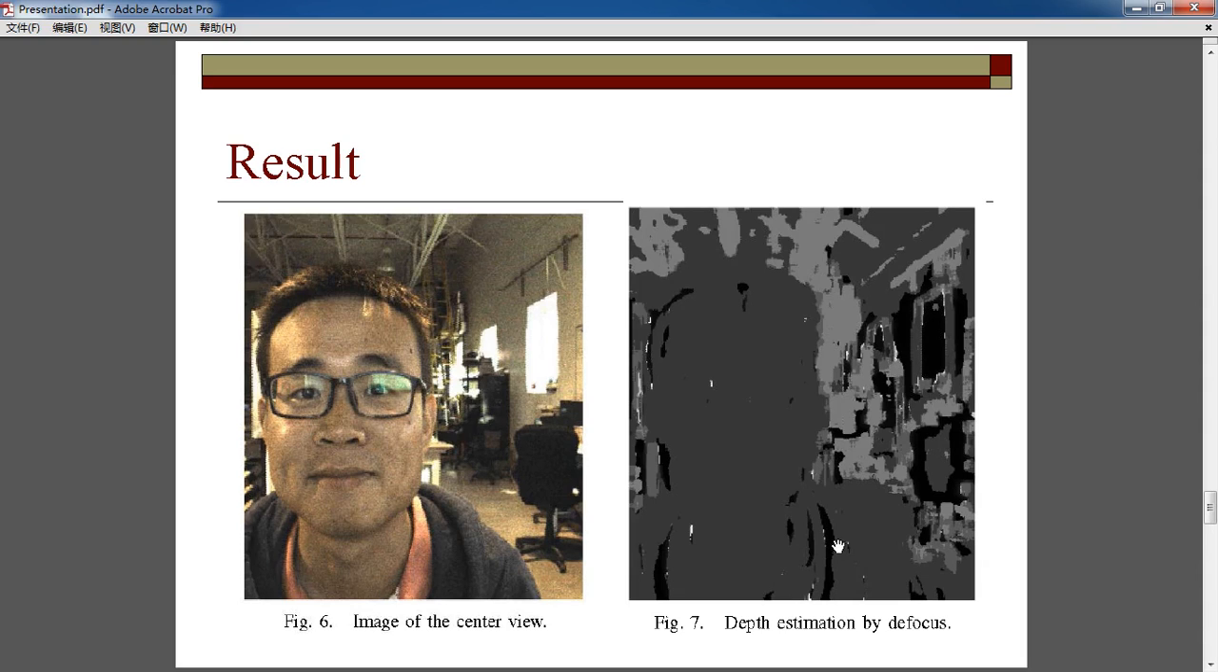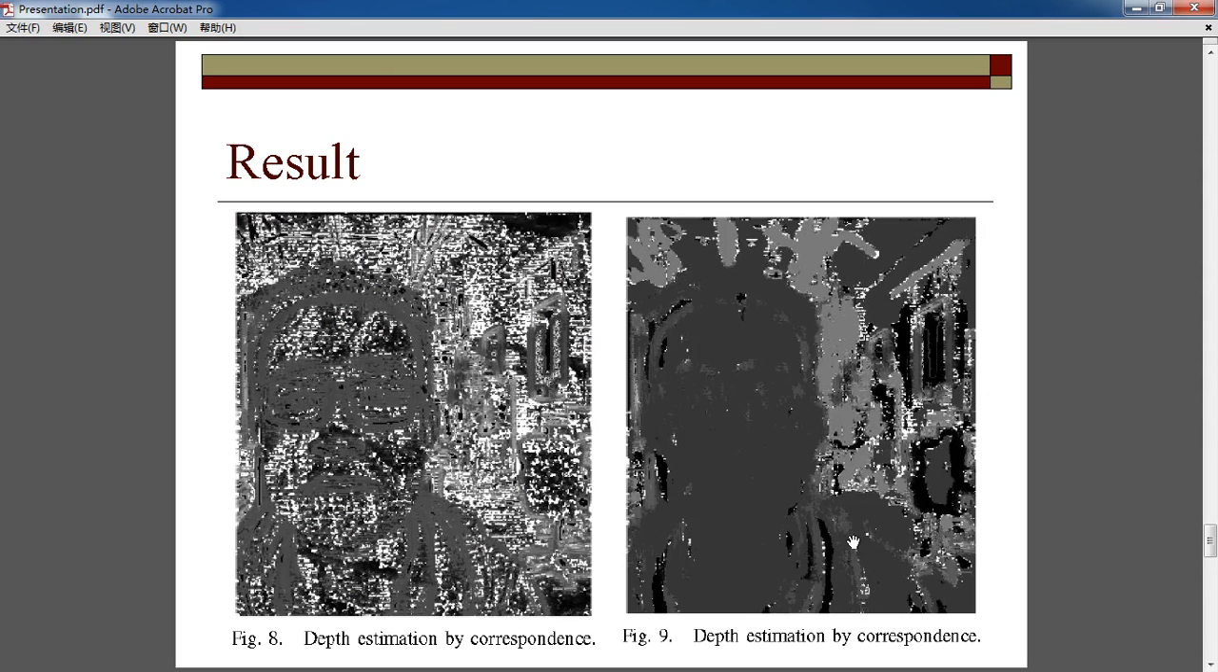As discussed before, this image is consistent but tends to be blurry. Figure 8 shows the depth estimation from the correspondence information. This image produces sharp results but tends to be inconsistent and noisy in places. In order to get a more accurate depth estimation, we combine the defocus and correspondence information by keeping their advantages and removing their disadvantages. Figure 9 shows the result of this combination.